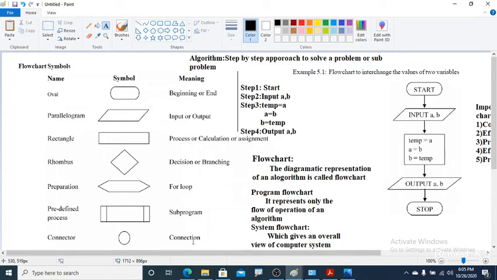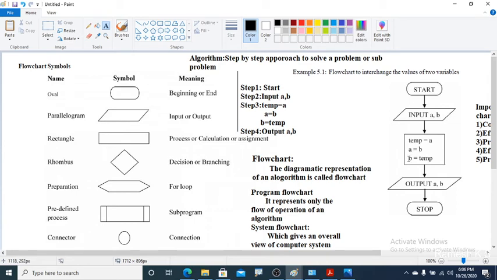Connector means connection. Suppose the page is not sufficient to handle the entire flowchart, and we cannot draw the entire flowchart on this page. What I am doing is breaking it into two parts, the first part and the second part. With the help of this connector, I am connecting the two different parts. This is one of the symbols. So these are the different symbols used in a flowchart.